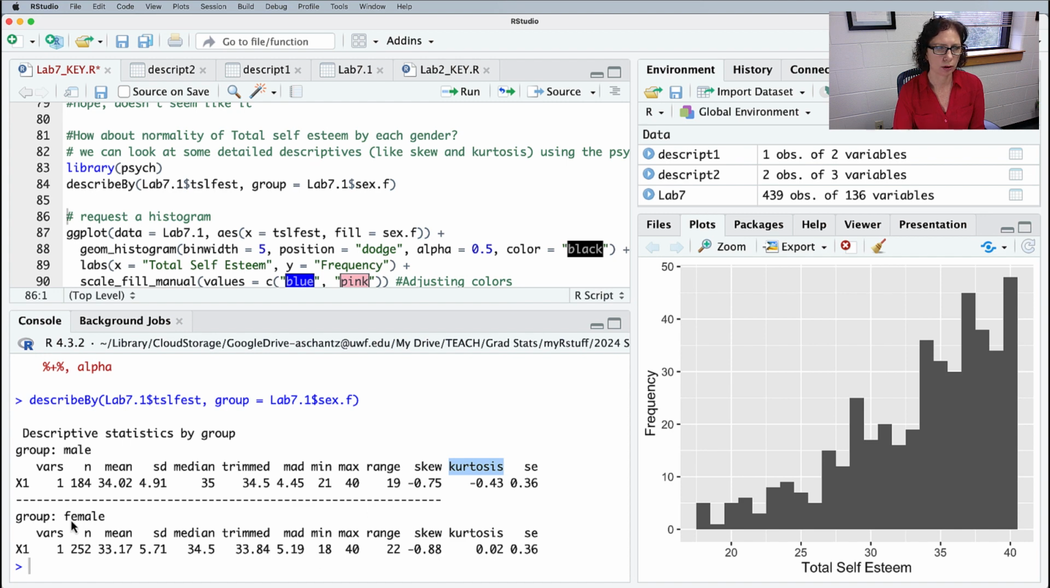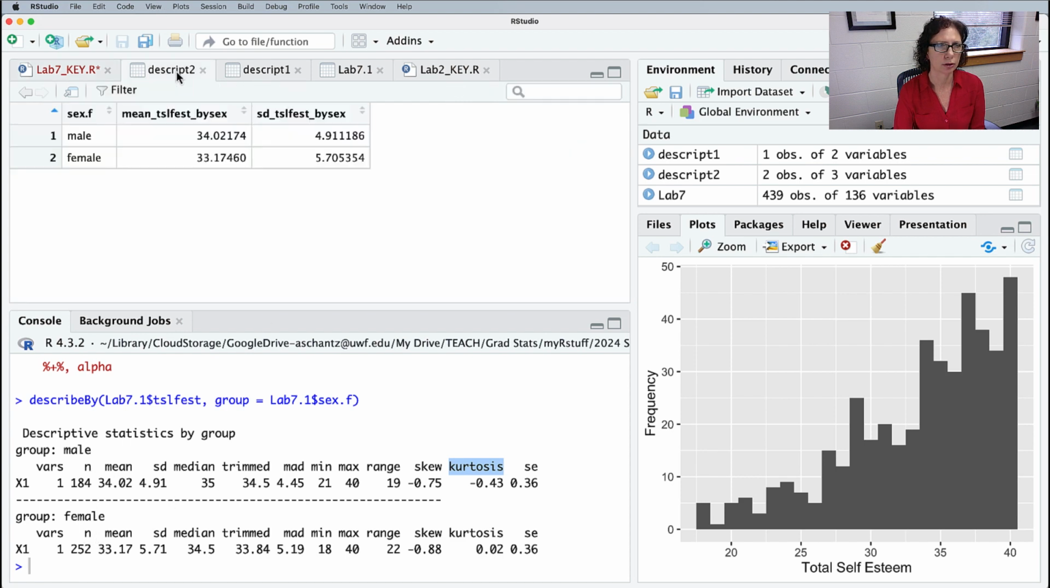Same thing with the female. So notice this is different by male and female, and it would match the means and standard deviations you have here in your Descript2 table that we asked for before. It's just easier to see this little table that we made before than trying to find them in here. What this extra information gives us is some information about the skewness and kurtosis.